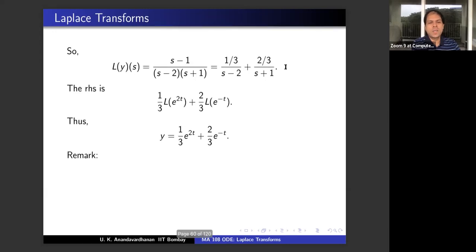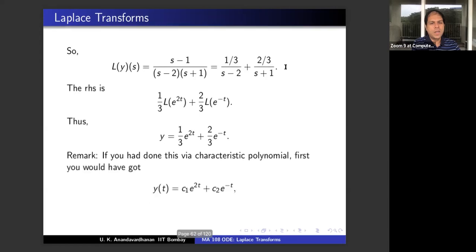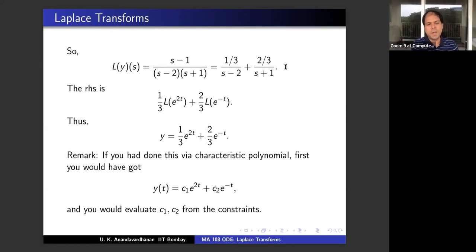If you were using your earlier method, by a characteristic polynomial, how would you have done it? You would have got the answer to be C1 e power 2t plus C2 e power minus t. And then you would have plugged in y of 0 is something, y prime 0 is something, and you would have evaluated C1 and C2. I like this even more. You're substituting that in the process itself and you are directly getting the answer. It's a beautiful method and the method is much more powerful.